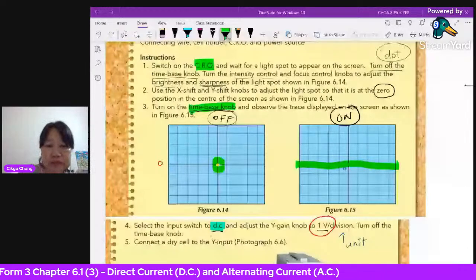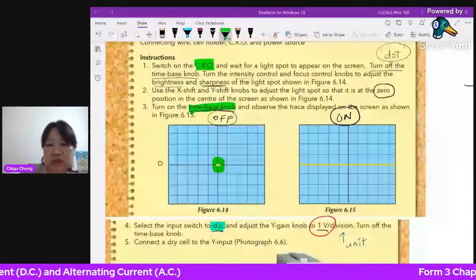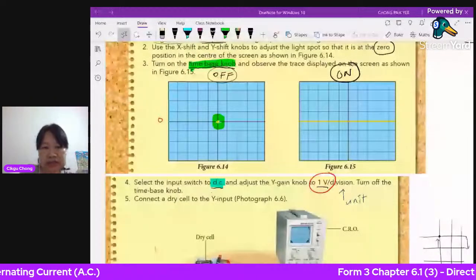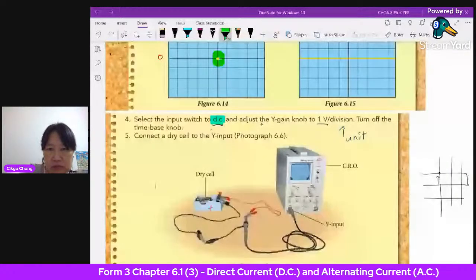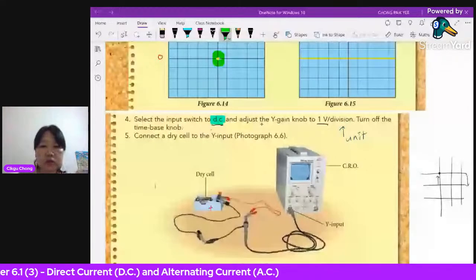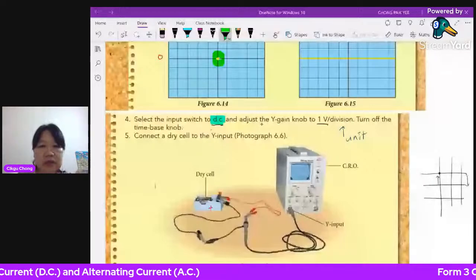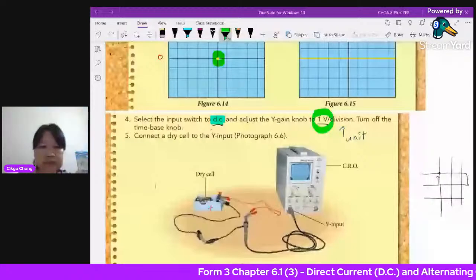Next one. Now, you're going to put 1 volt from your dry cell here, this is your DC. You connect to this Y input. Now you're going to put one volt. That means there's going to be current there. So you connect and see what happens. Now, what is the output you're going to get? What's the pattern you will see on the screen? So the pattern is like this.